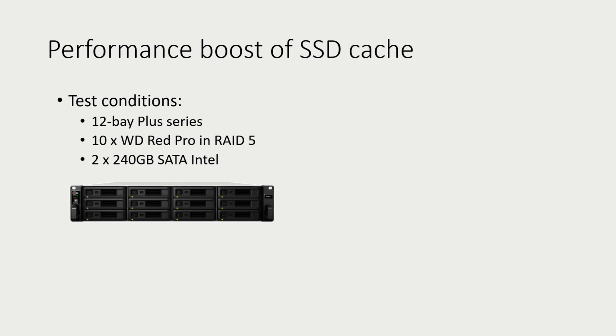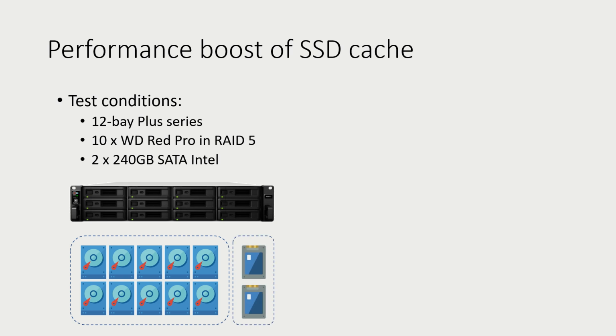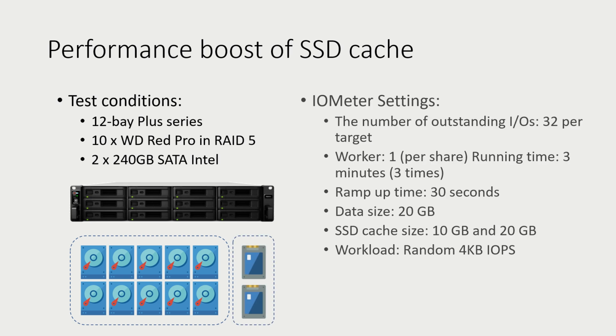So, how much of a boost do you get with an SSD cache? Again, a difficult question to answer. First of all, there are performance figures on the website with all the conditions of the testing for various models. There's also this white paper that I'm going to explain in more detail. We did this with a unit from our 12 Bay Plus series, so it's got an Atom in it, had 10 WD Red Pros in a RAID 5 and 2 Intel SSDs, SATA based. Here are the IOMeter settings. You can see the data size, the SSD cache size, and the workloads chosen for the tests.